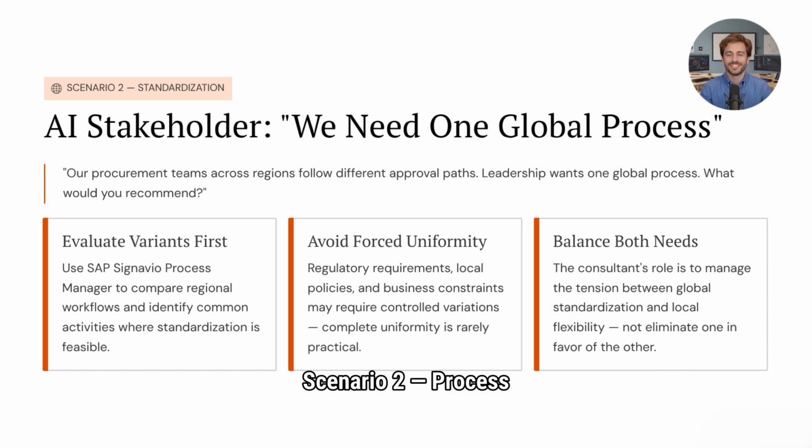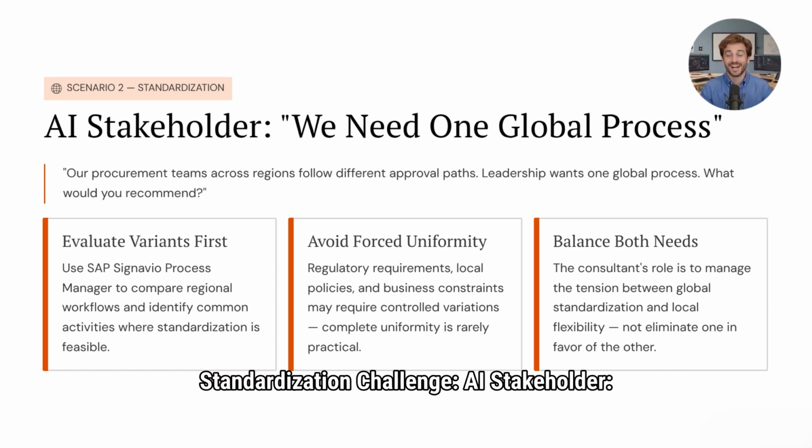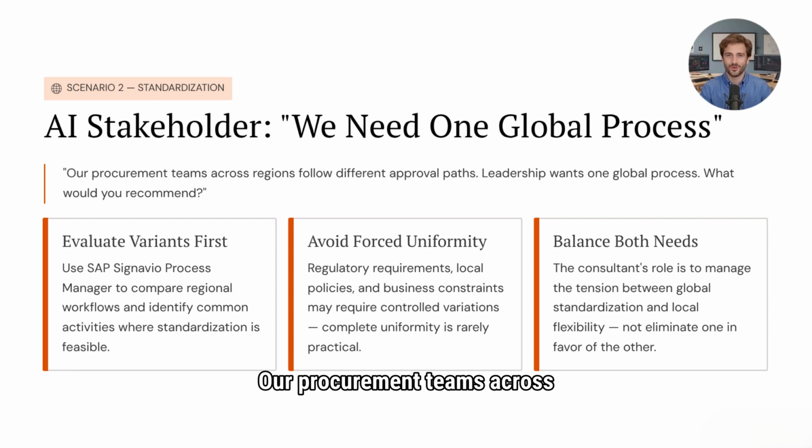Scenario 2. Process Standardization Challenge. AI stakeholder: Our procurement teams across regions follow different approval paths. Leadership wants one global process. What would you recommend? Recommended consultant response. I would first evaluate existing process variants and identify common activities. Using SAP Signavio Process Manager, I would compare regional workflows and determine where standardization is possible. However, I would not force complete uniformity. Regulatory requirements, local policies, and business constraints may require controlled variations.